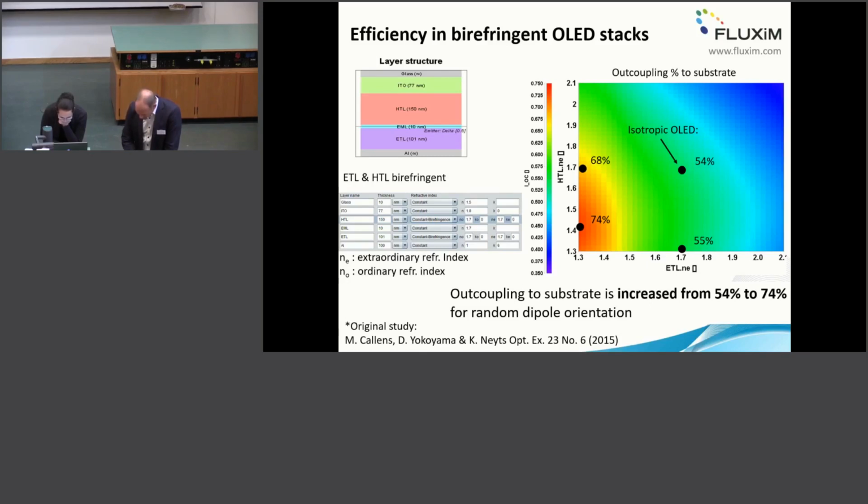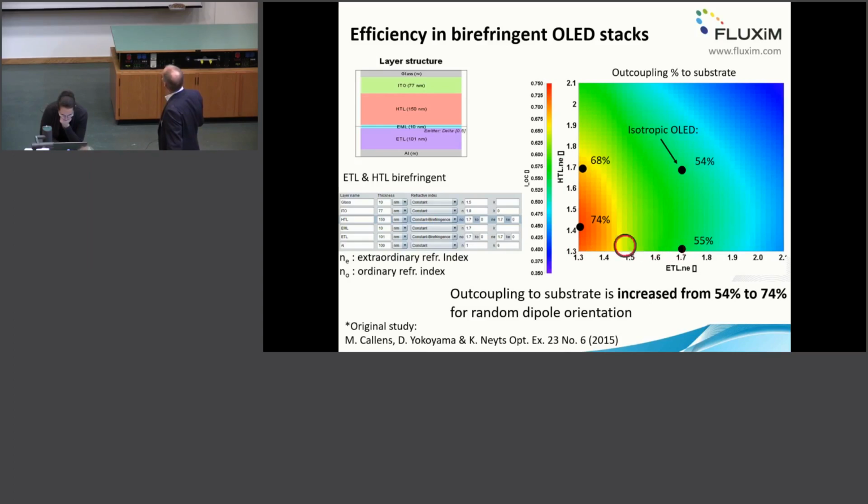Birefringence can actually also help to improve the outcoupling overall. If you have a stack, in this example, the refractive indices of the organic layers, ETL, EML, ETL, these three layers all have 1.7 as a refractive index, but now we can choose the ordinary and extraordinary refractive index. They can be the same, so then basically isotropic. Then we would have an outcoupling efficiency of 54%, but if we then introduce birefringence by setting the ETL extraordinary refractive index down to 1.3 instead of 1.7, then we end up with 55%.